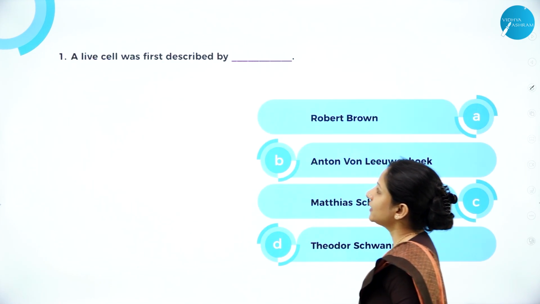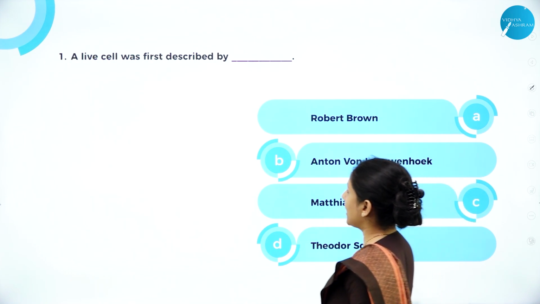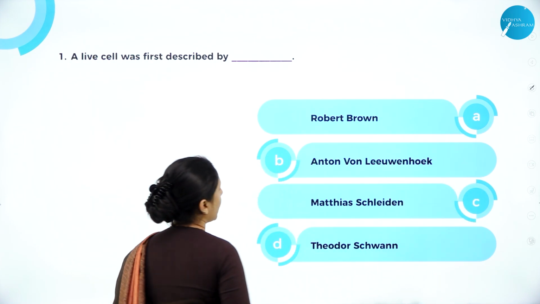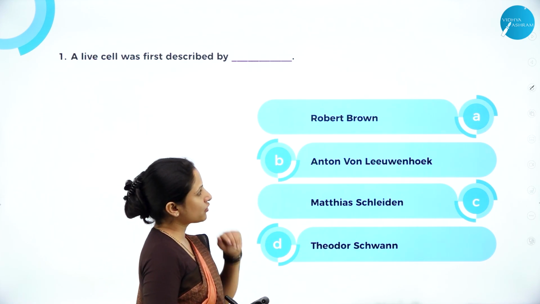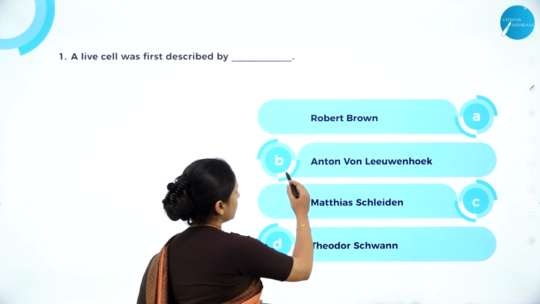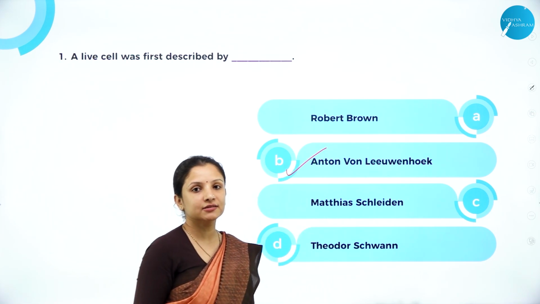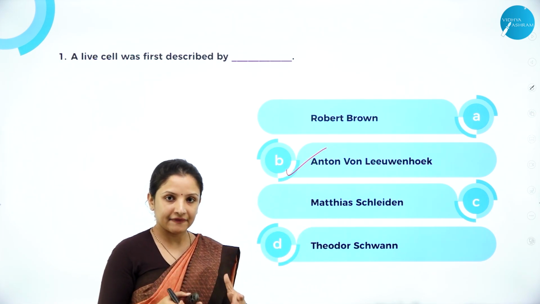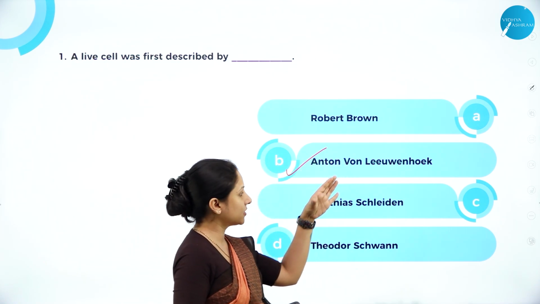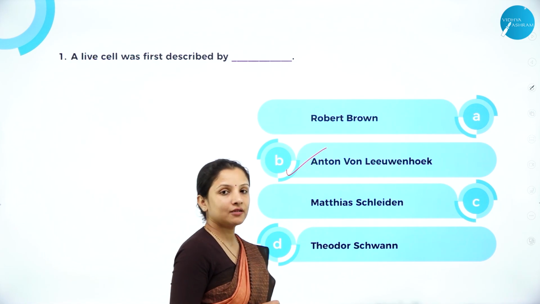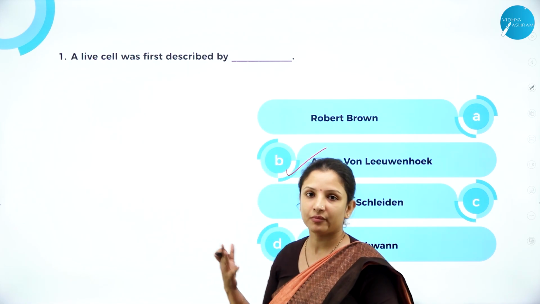The first one: a live cell was first described by Robert Brown, Anton von Leeuwenhoek, Matthias Schleiden, or Theodor Schwann. It's not Robert Brown, it's Anton von Leeuwenhoek, because he was the first scientist to look at a live cell under the simple microscope, and he was the first person to discover it. Matthias Schleiden and Theodor Schwann have something to do with the study of animals and plants.